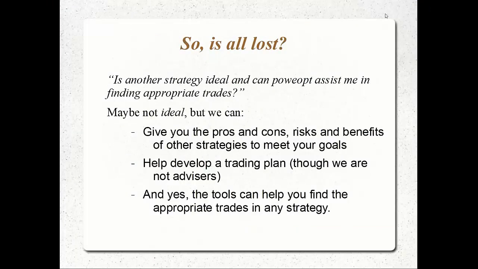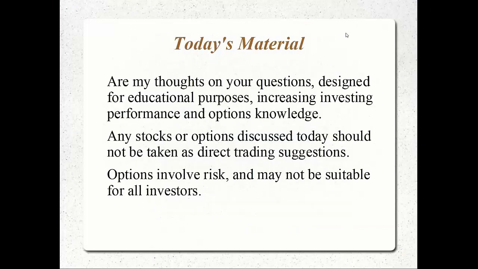I just want to remind everyone, of course, that today's material are my thoughts on your questions, designed for educational purposes, increasing investing performance and options knowledge. Any stocks or options discussed today should not be taken as direct trading suggestions. I use the Intel position as an example, comparing why I feel the RadioActive 6-month out married put is a better structure than using a cheaper OTM put, in the discussion of Lance's question on setting up a structure with a 5% risk for a 10% return.